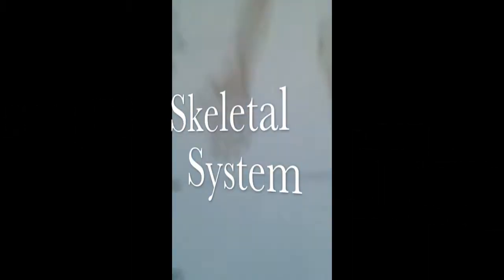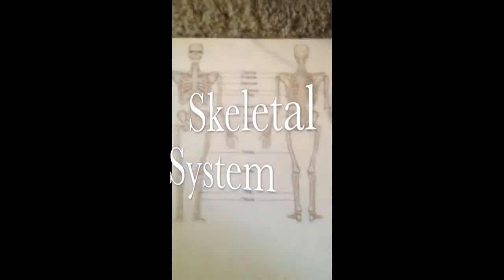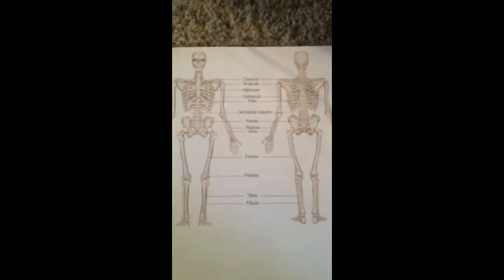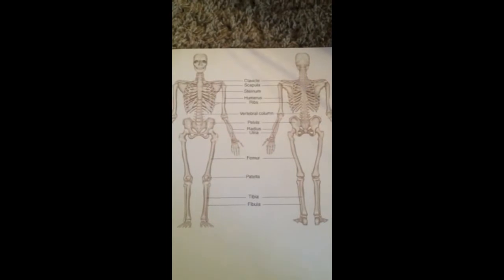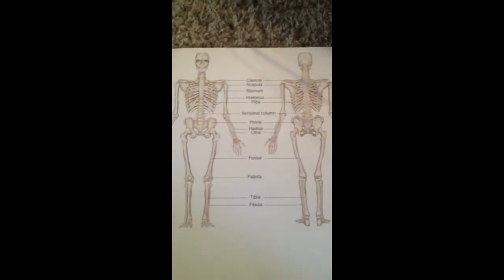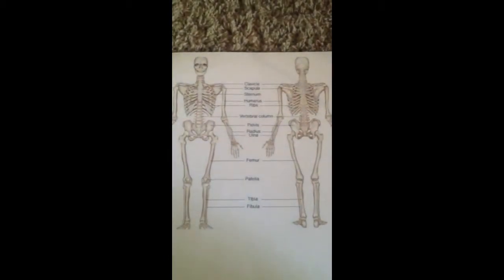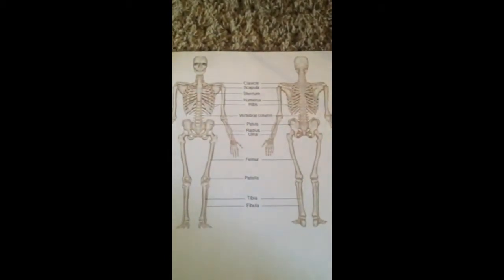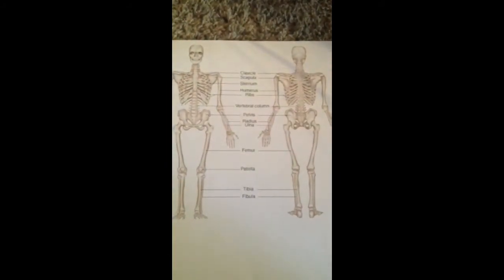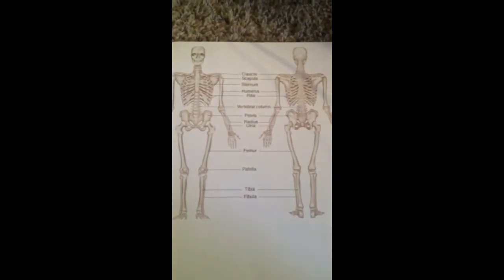The skeletal system. The skeletal system gives the body shape and makes movement possible. Also, it protects our organs and stores minerals and fats. There are two major parts of the skeletal system, axial and appendicular. The axial includes the skull, spine, ribs, and sternum. The skull protects the brain, the spine protects the trunk, the ribs and sternum protect the heart and the lungs.